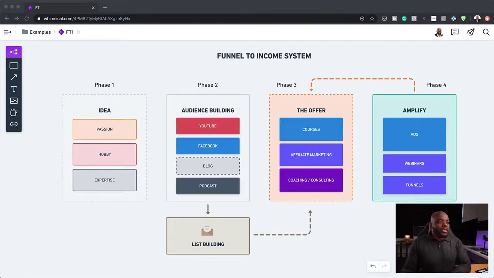All right, so online courses. So this is on phase 3. So this is our stage of how to actually make the money. So these are the products. It's courses, affiliate marketing, coaching, consulting. Okay. So as I mentioned, today we're going to be talking about the courses.